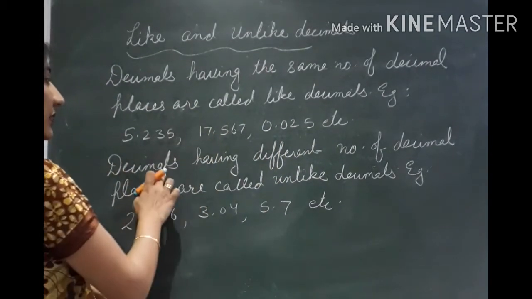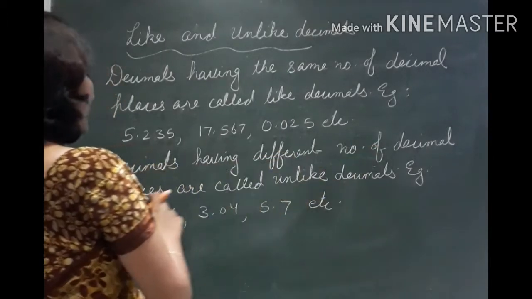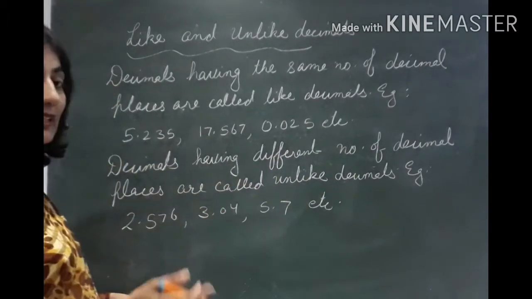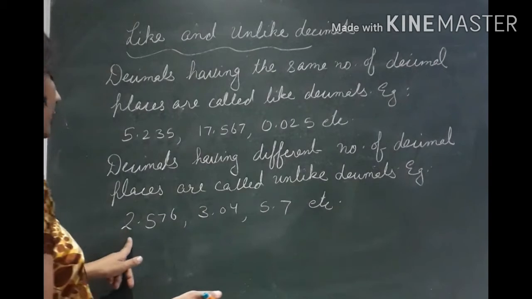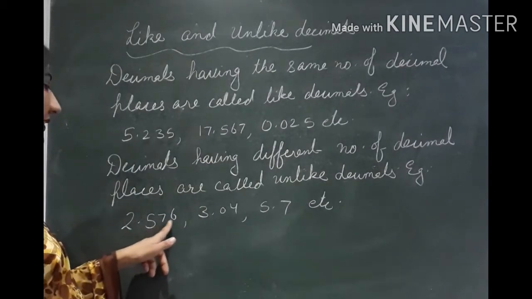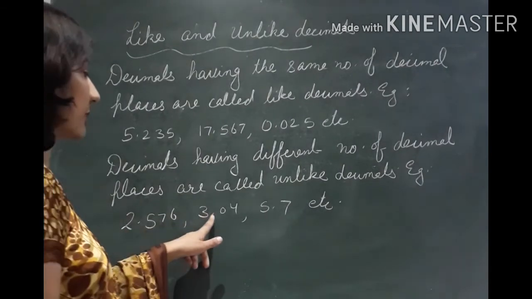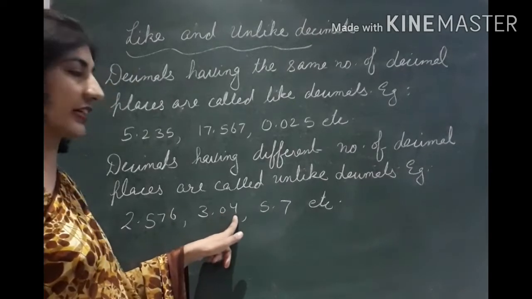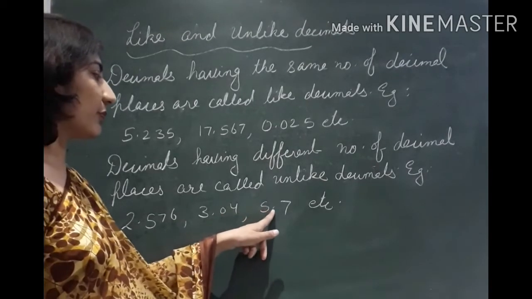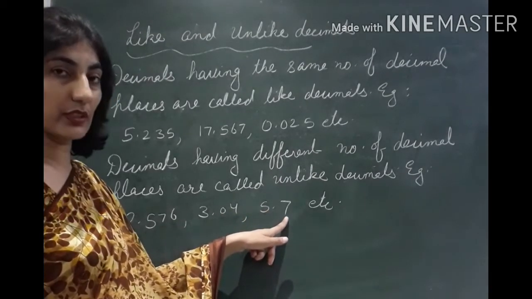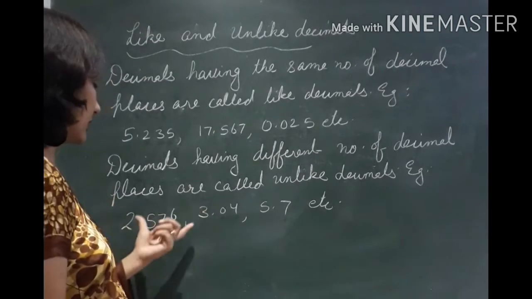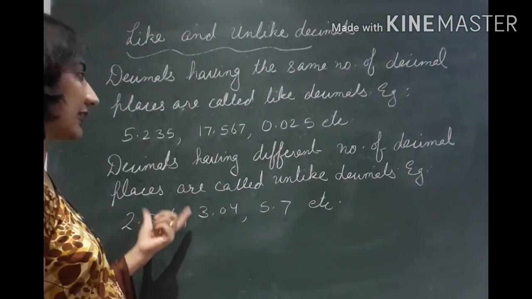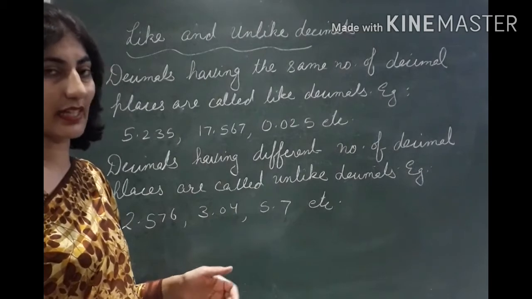And unlike decimals, the decimals having different number of decimal places are called unlike decimals. Like in this number 2.576 we have 3 decimal places, but here 3.04 after decimal we have only 2 digits. Here 5.7 after decimal I have only 1 digit. Now we will also learn how to convert these unlike decimals to like decimals and then compare them.